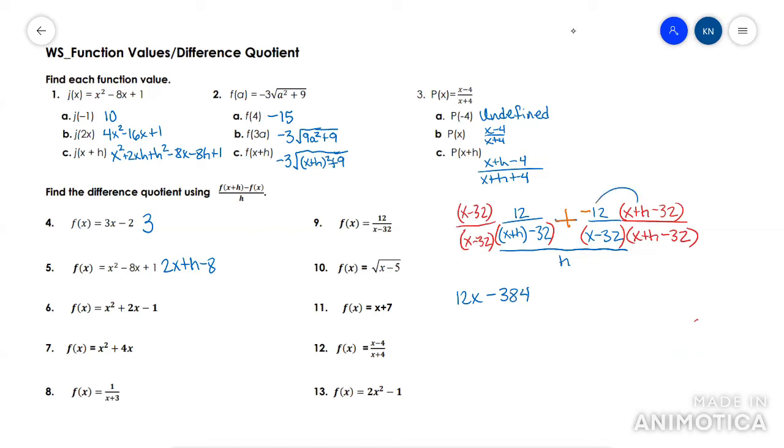And then you're going to distribute a negative 12 on this side. So it's going to look like minus 12x minus 12h plus 384. It's over your two common denominators. Well, it's one common denominator, but it's two polynomials here. So you have an x minus 32, and you have the x plus h minus 32. And then that's all over h. Okay, now comes the part where you cancel stuff.